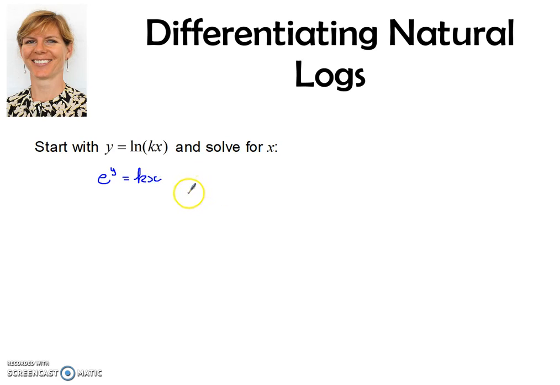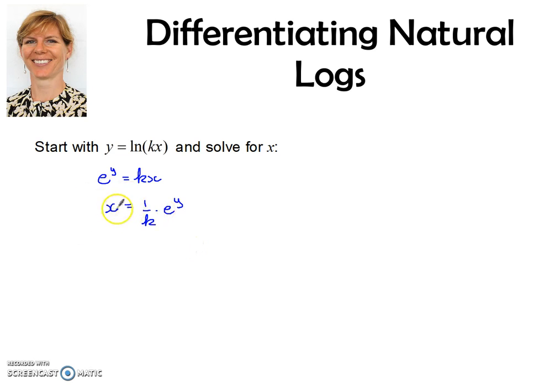Now, if you're a little bit rusty on your log laws, because that was last year, and you need to brush up on that, then do go back and make sure that you're comfortable with converting from this logarithmic form into exponential form. So that's where we start. Now we want to get x by itself, and we're going to say x is 1 over k times e to the power of y. Okay, so far so good.